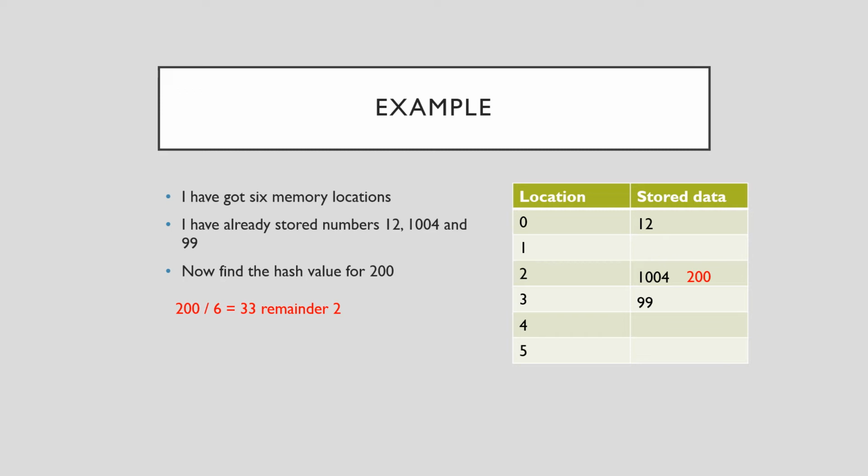If we stored 200 in that location, it would overwrite the previous value and that data would be lost. We obviously don't want that. So we use a rehashing algorithm to find an alternative location. And here my simple rehashing algorithm just counts through the available storage until it finds an empty space to store the value.